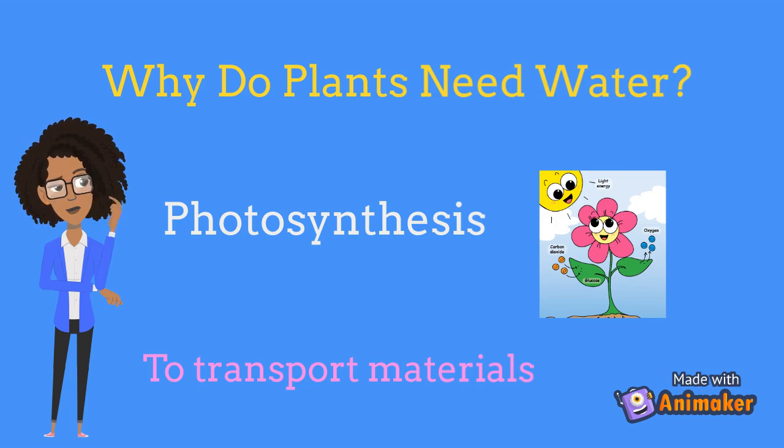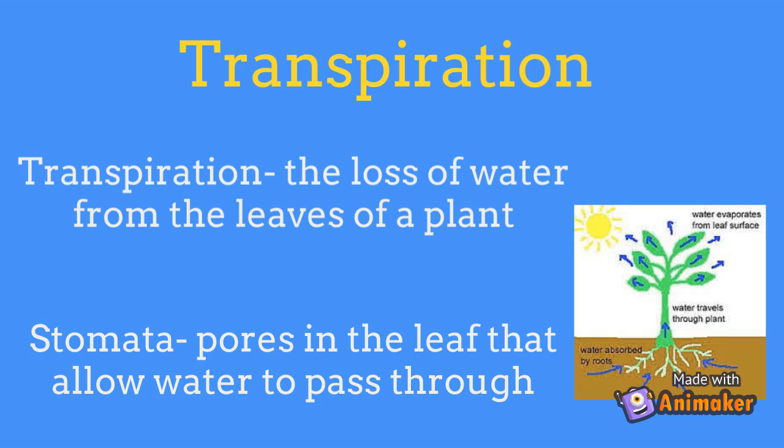However, water must also be able to exit out of plants. The loss of water from plants is called transpiration. The water evaporates out of pores in the leaf called stomata, which open to allow the water to leave. This is controlled by cells in plants called guard cells. If you want to learn more about these, I will leave a link in the description box down below.